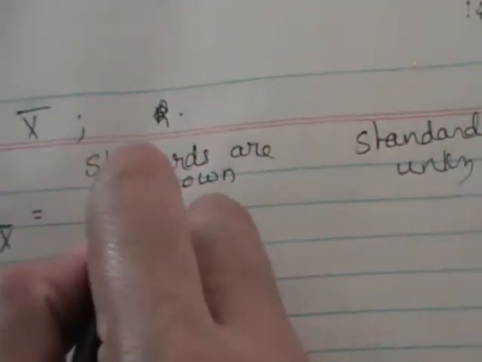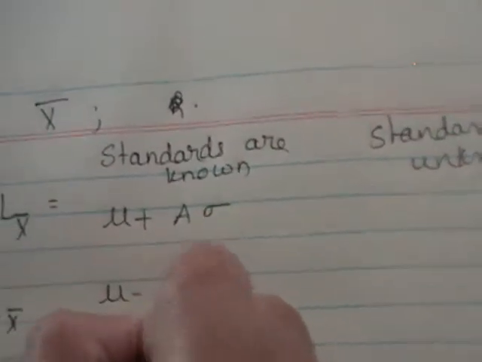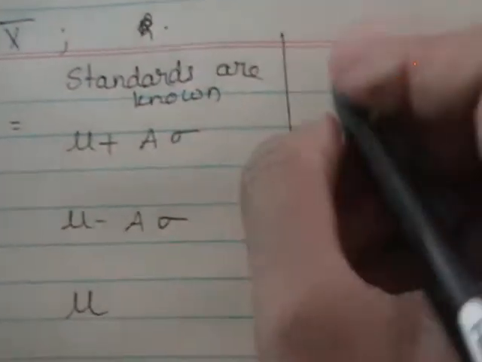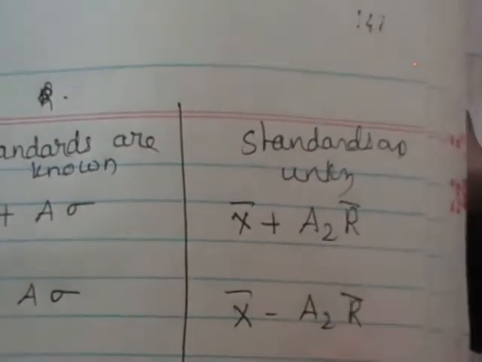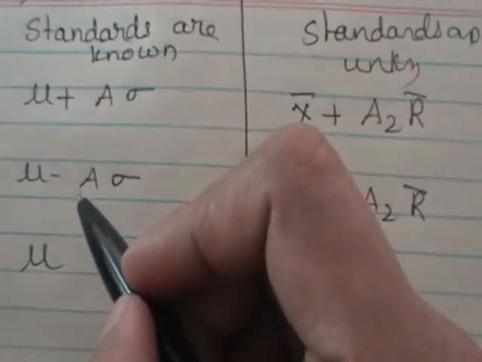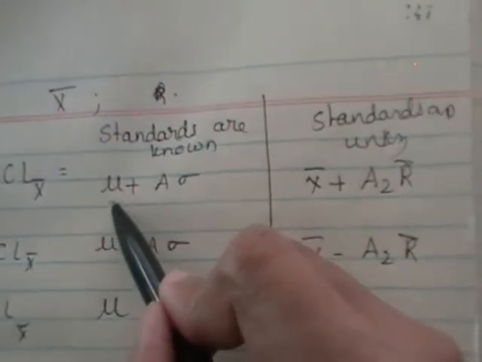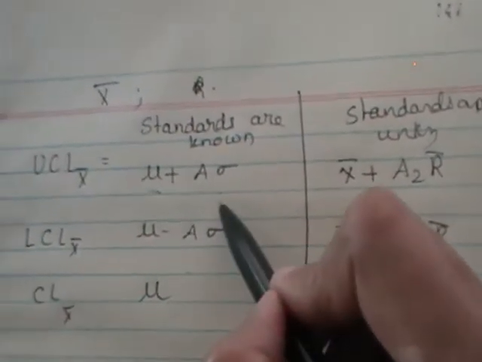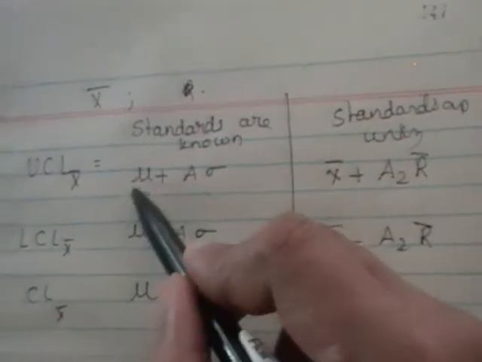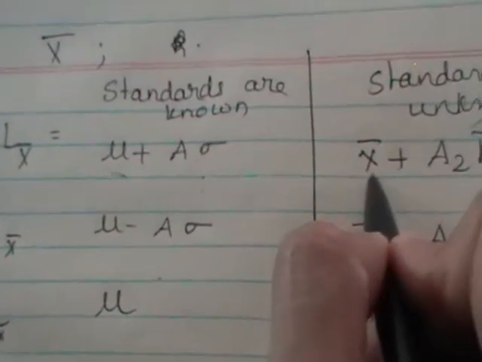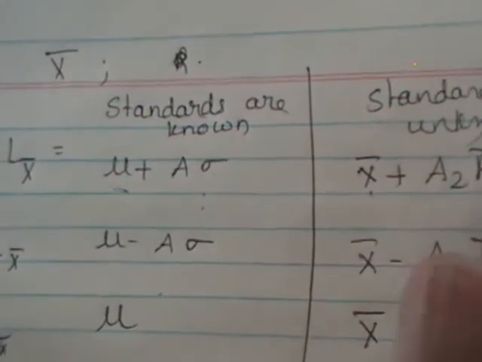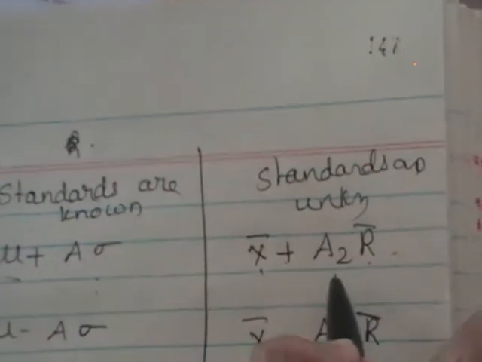This is mu plus A sigma, mu minus A sigma and mu. Here this is x bar plus A2 R bar, x bar minus A2 R bar, and this is x bar. You should write both: when standards are known and when standards are unknown. When standards are known means when mu and sigma are given. When mu and sigma are not given, you are replacing mu with x bar, sigma with R bar and A with A2. X bar means the mean of the sample means, and R bar is the mean of the ranges. A2 will be given to you.